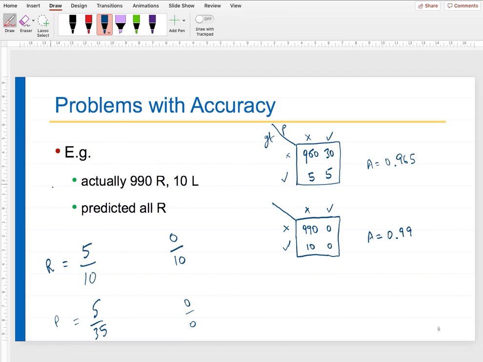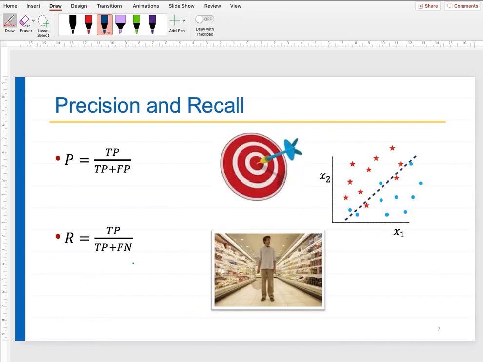Nitish's system, out of 10 sick people, was able to recall 5 sick people. And whenever he said there is a disease, out of 35 times, 5 times there was actually a disease, right? So this is the idea that these two are good measures of finding something rare. These terms are called precision and recall.